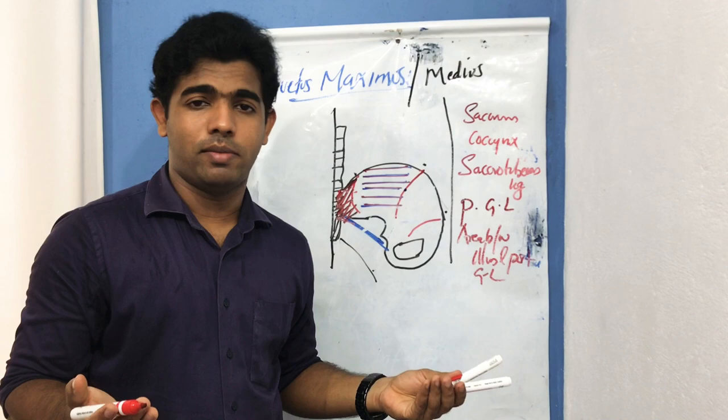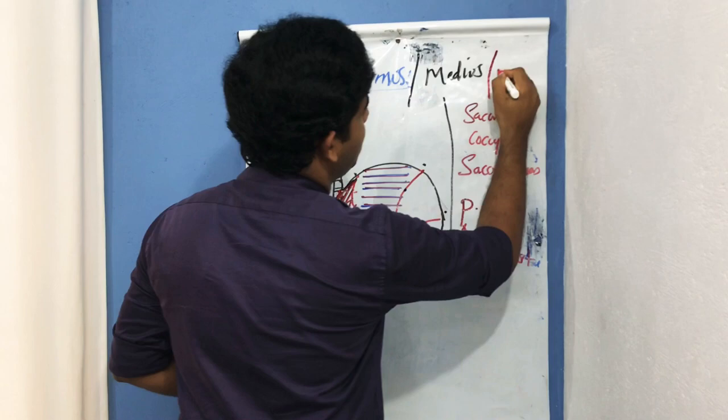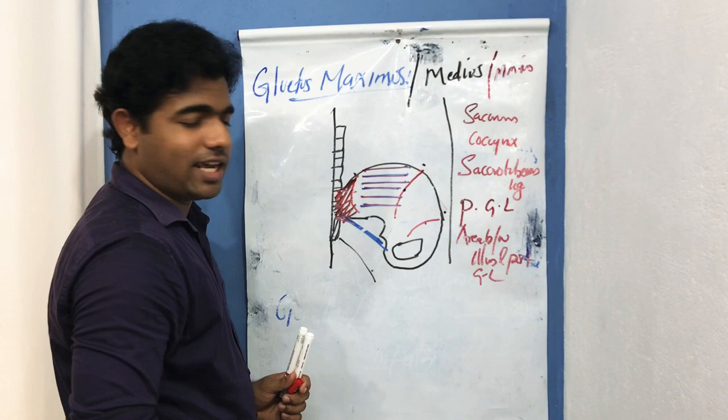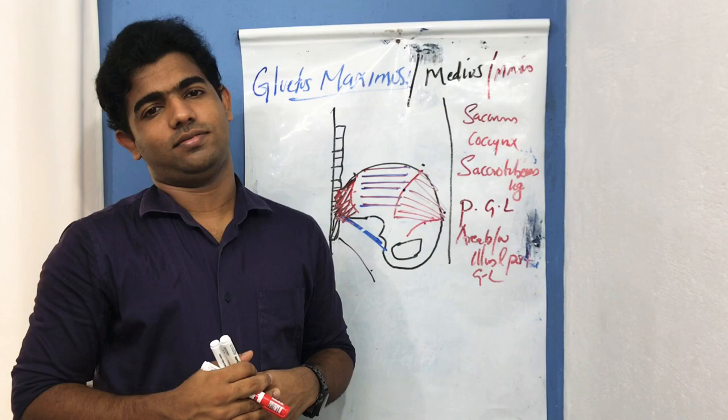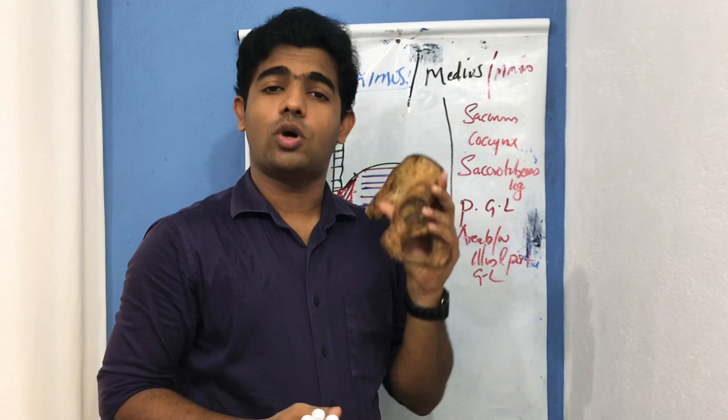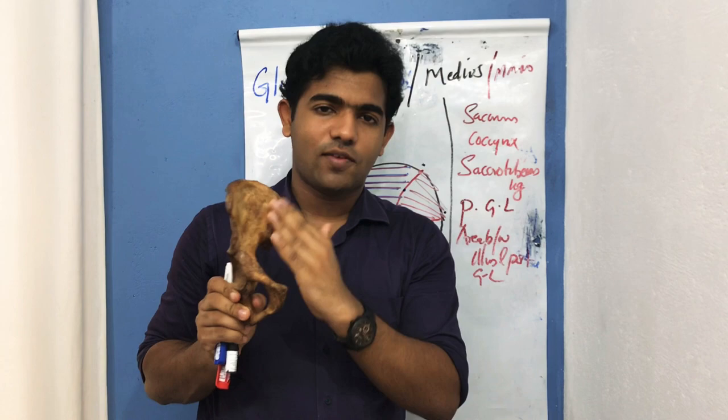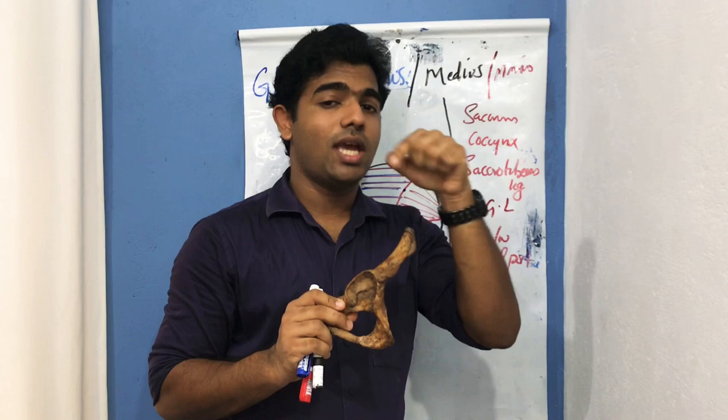Now you have the gluteus minimus. Here you have the inferior gluteal line, so this will arise from the area between the inferior and anterior gluteal lines. Very simple. Exactly speaking, it is the outer surface of the ilium. This is the iliac fossa, and this is the outer surface of the ilium. So this is from the outer surface of the ilium.